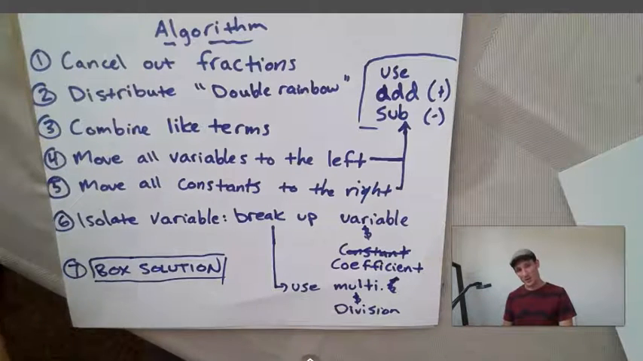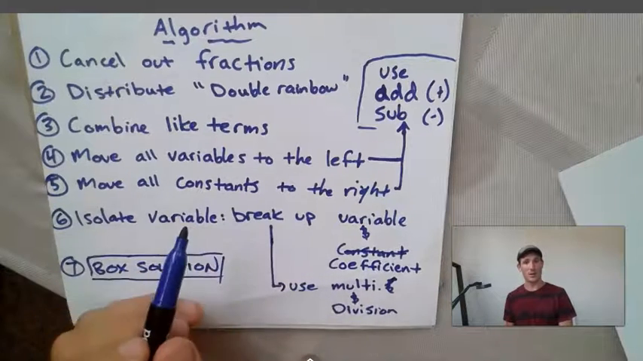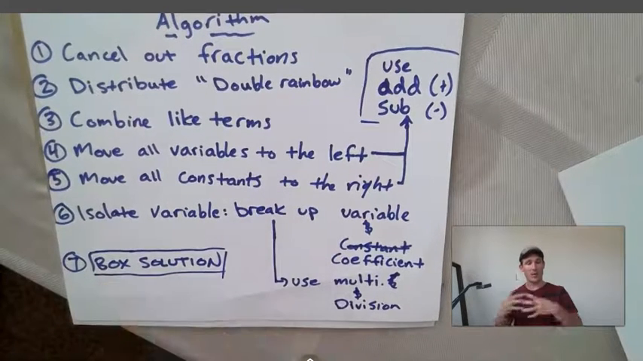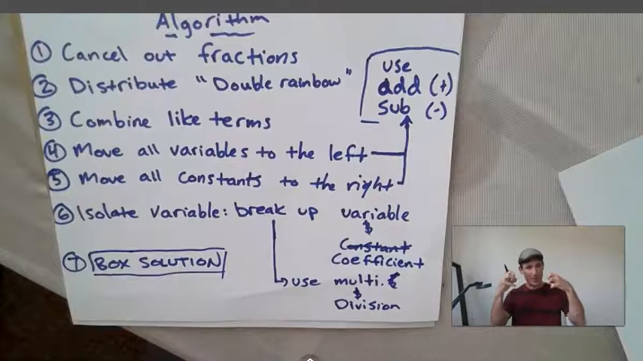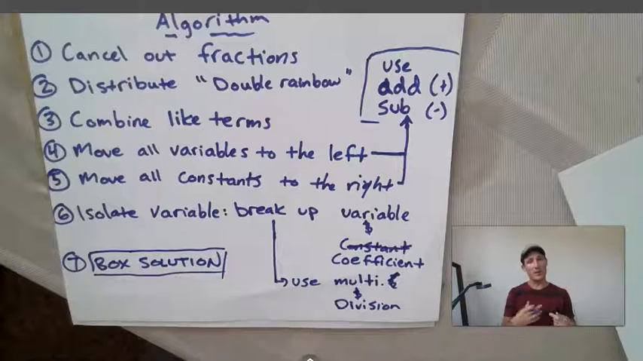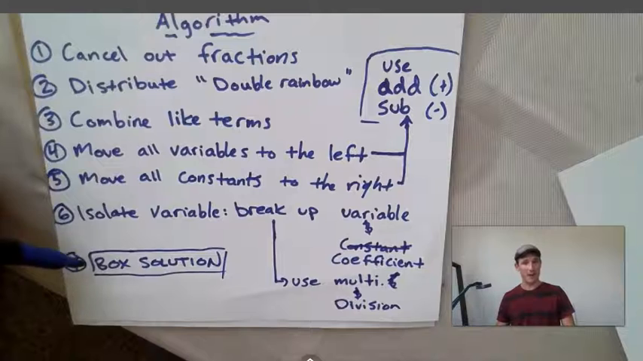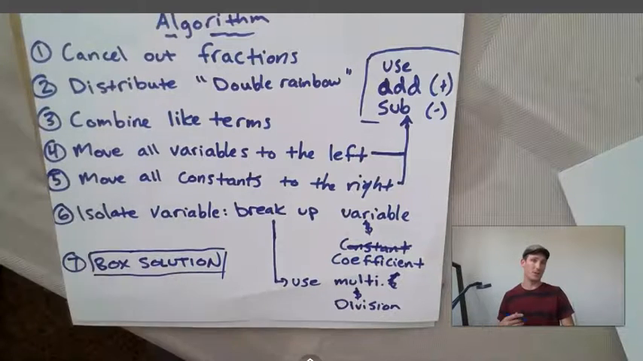The way we accomplish this, usually it's using multiplication and division. So when we're breaking up or isolating, when we're tearing apart, we're using multiplication and division. When we're moving things around from one side to the other, we're using subtraction and addition. Once you've isolated, you're done. Box the solution. And then you're finished.